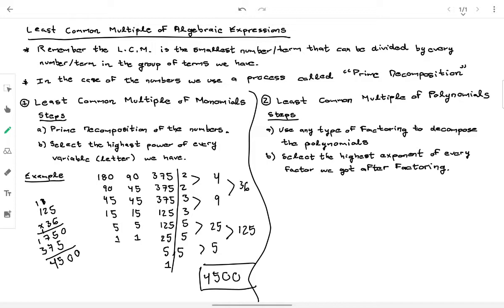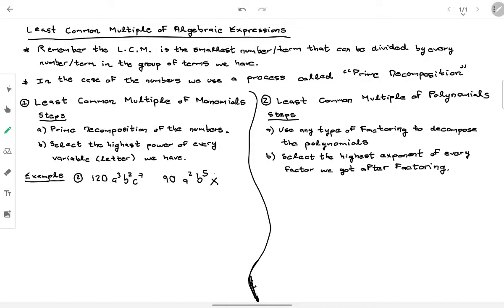Let's see how to do it when we have numbers and letters. So in this case, we have two different terms, 120a cubed b squared c to the 7 and 90a squared b to the 5x. So remember, we need to do the prime decomposition of the numbers, that is going to be 120 and 90. So if I divide it by 2, it's going to be 60 and 45. If I divide it by 2, it's going to be 30 and 45. If I divide it by 2, it's going to be 15 and 45. Then I can divide by 3, and it's going to be 5 and 15.